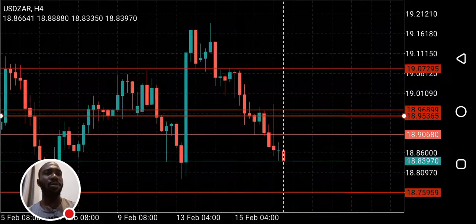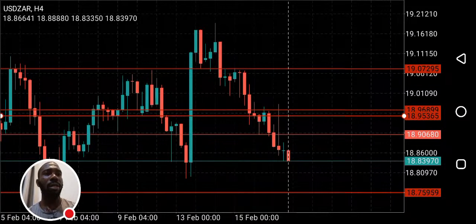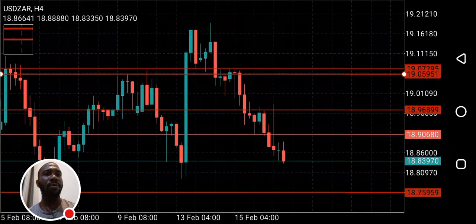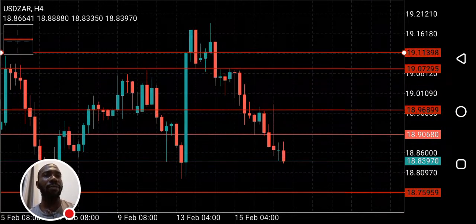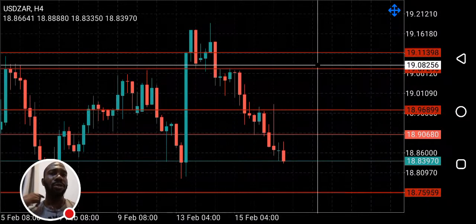Wait for pullback before you sell. We have a fair value gap that was created here, so you might want to patiently wait for price to pull back to this zone before you sell USD ZAR. I hope that is clear.